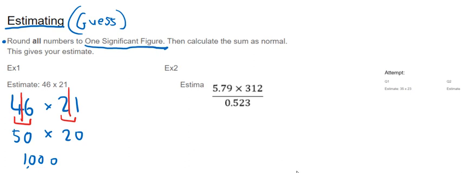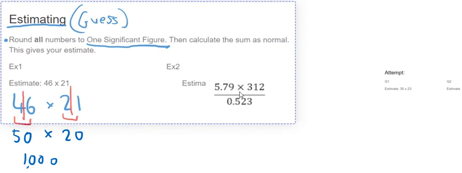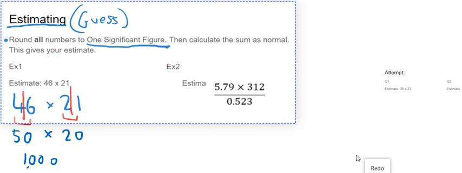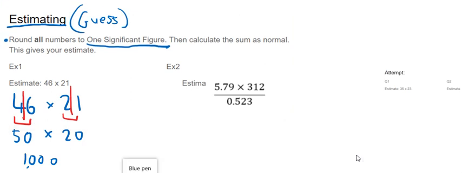The second one looks a little bit more complicated. It's 5.79 multiplied by 312 over 0.523. So let's take each number in it first of all. Now I'm going to round each of them to one significant figure because it actually makes it easier. If I rounded the 312 off to two significant figures or to the nearest 10, it'd make the calculation at the end a little bit harder actually.